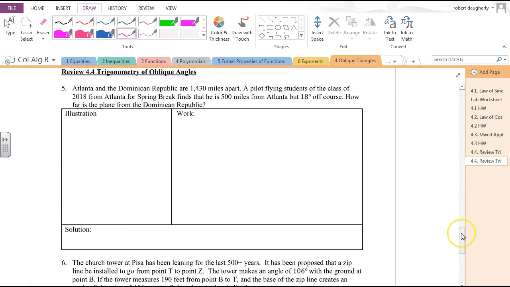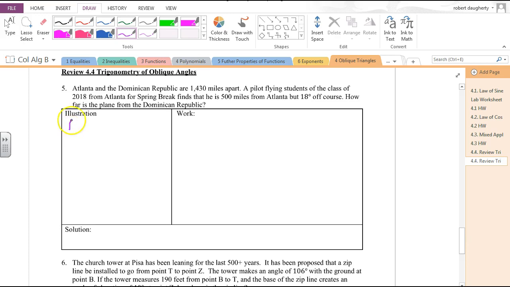And then let's look, we have a couple of word problems. Atlanta and the Dominican Republic are 1,430 miles apart. A pilot flying the students of the class of 2018 from Atlanta for spring break finds that he is 500 miles from Atlanta, but 18 degrees off course. How far is the plane from the Dominican Republic?